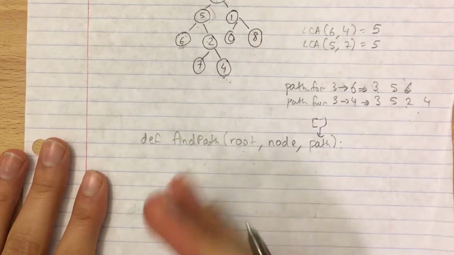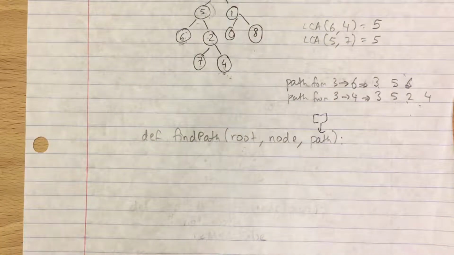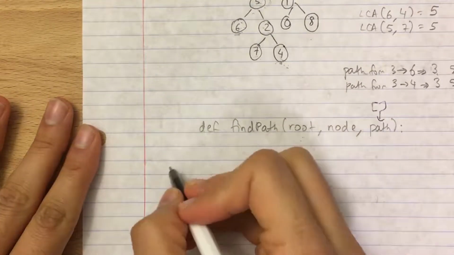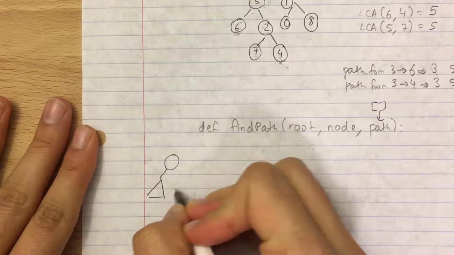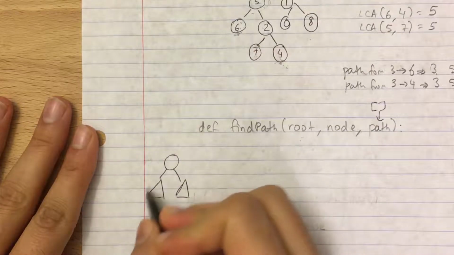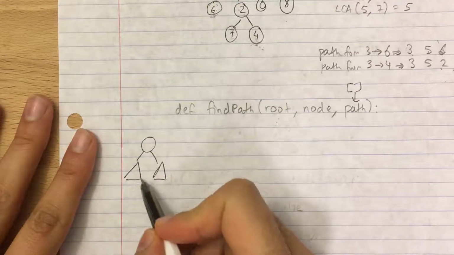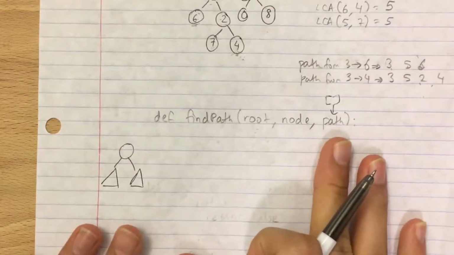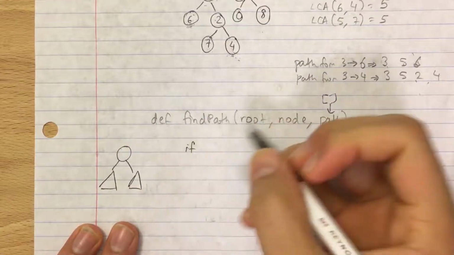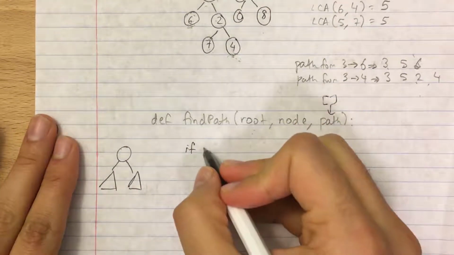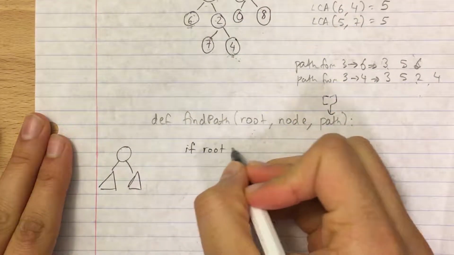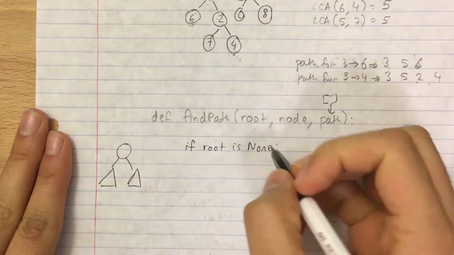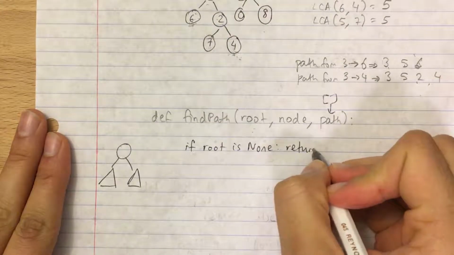You want to think about the tree structure in general. The tree itself has a root, a left subchild, and a right subchild. And these themselves can be a root with a left subchild and a right subchild, and so forth. So it's a recursive structure. Let's start with the base case. If the root is null, then we return false.